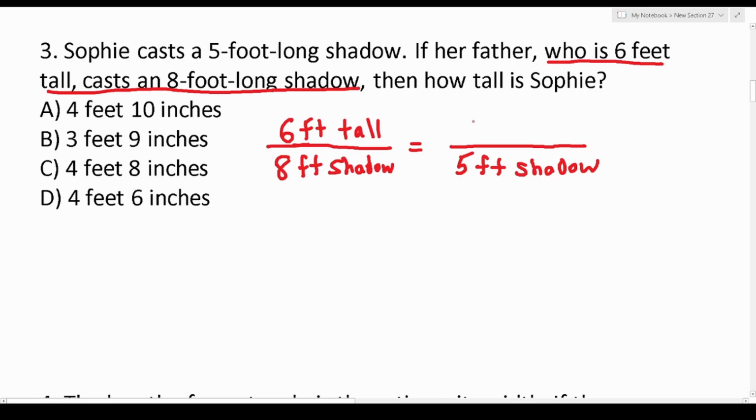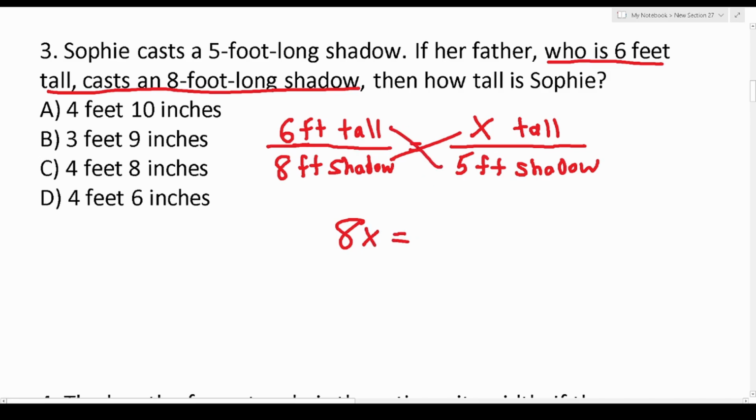So in math, when you're trying to figure out an unknown, you can usually represent that with an x. So we'll call this x tall. All right, now that we've set up our proportion, all we have to use is some cross multiplication to figure this one out. First, I'm going to do 8 times x. 8 times x is the same as 8x.